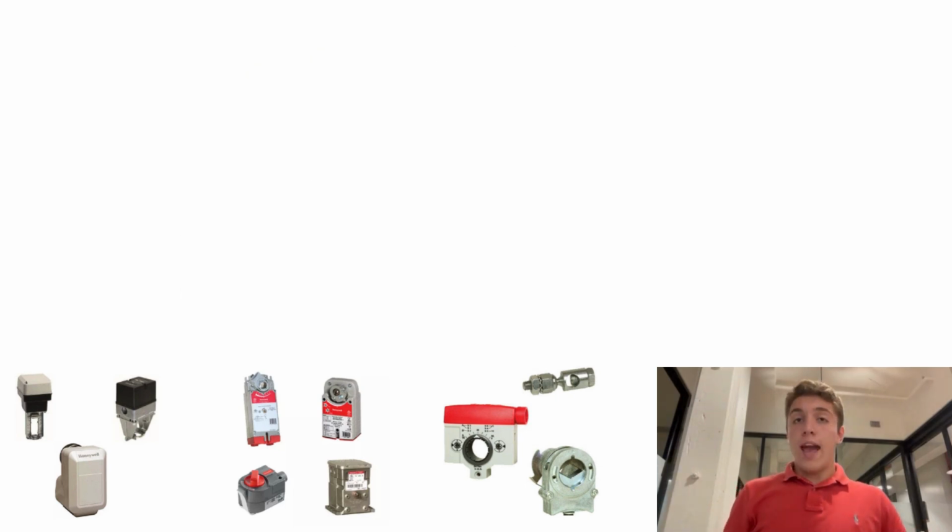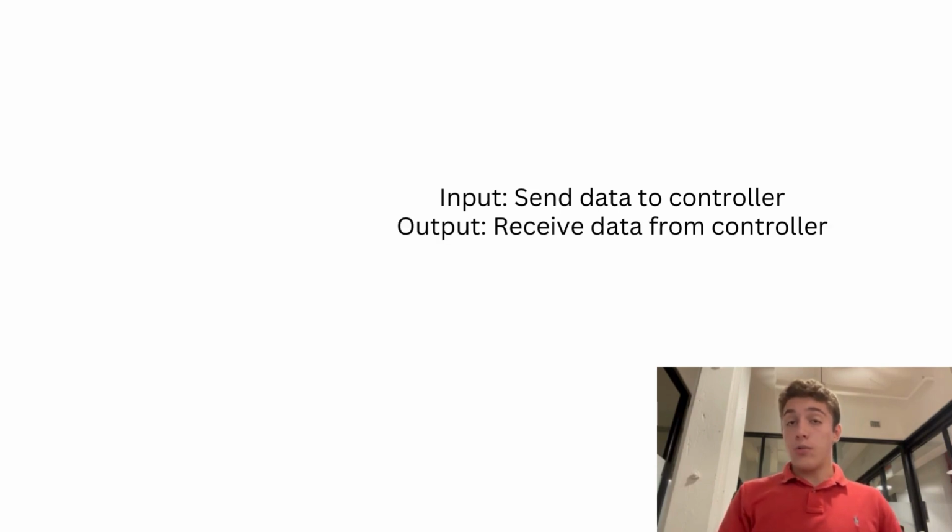However, each device acts in a different way. Some of them, like sensors, give information to the controllers. Others, like actuators and valves, receive orders from the controller. This is the difference between inputs and outputs. Inputs send information, outputs receive information.